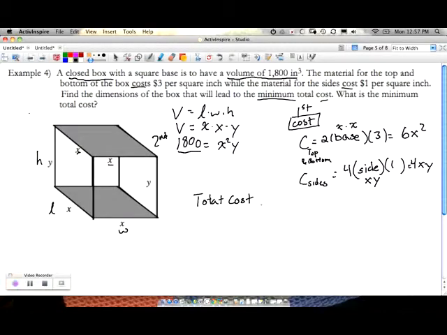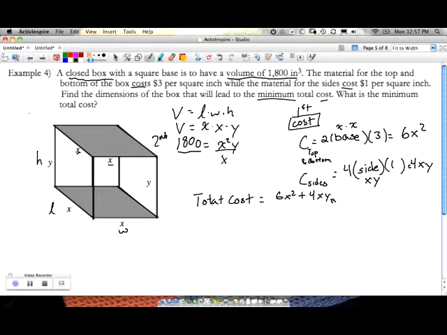So the total cost is going to be our first cost plus our second cost, which is 6x squared plus 4xy. Now, that's actually not too complex of an equation there, but the fact that I have an x and a y in here means I got to get rid of something. So let's say we get rid of the y.